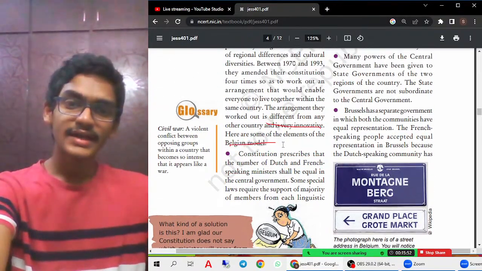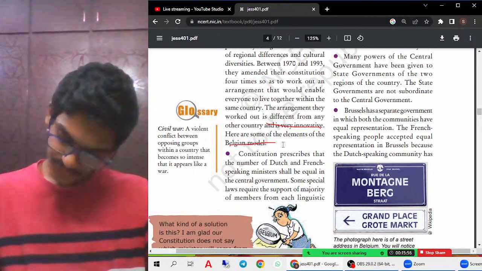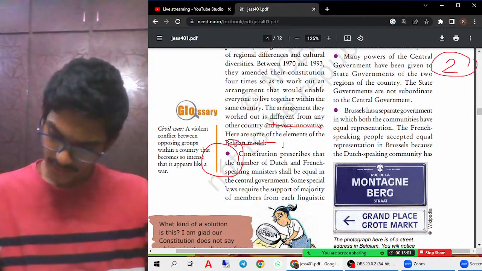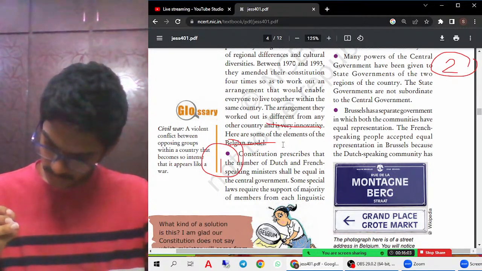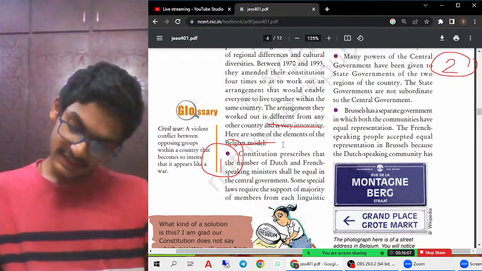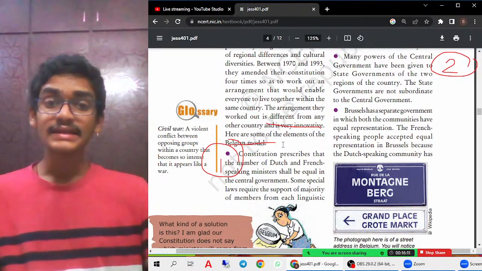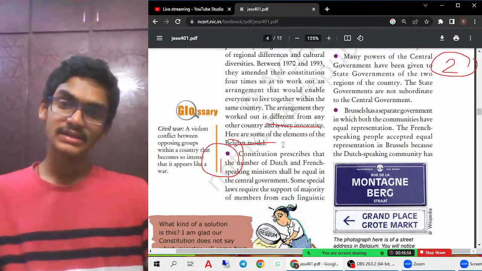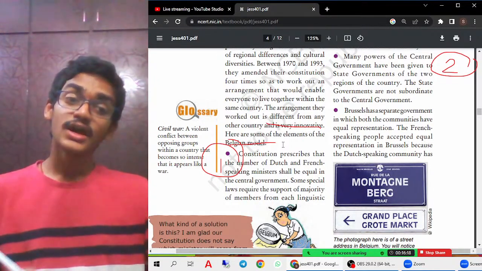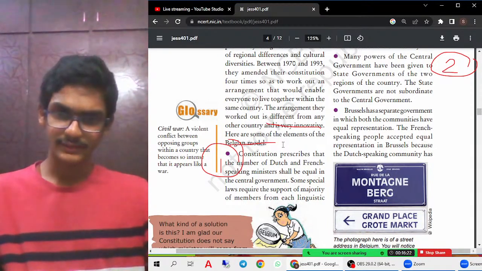Okay. And the next important government is the state governments. So the first government is the central government, and then the state government was also there. In this state government, it was made sure that the two communities were given equal representation too. And the state governments are not subordinate to the central government. That means they are not higher than the central government. All the rules given by the central government have to be followed by the state governments, as in India also. Okay.